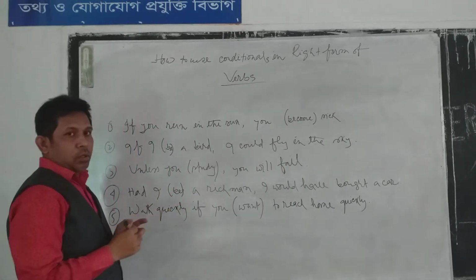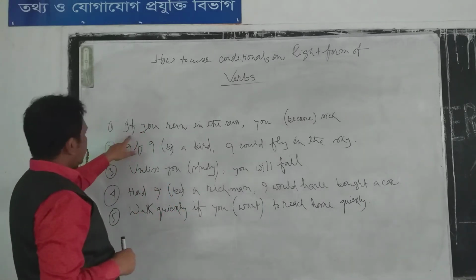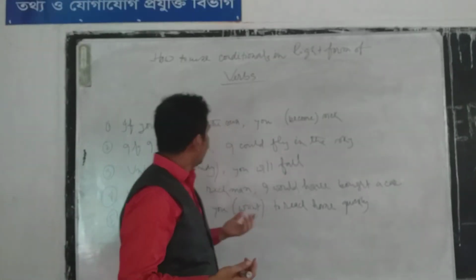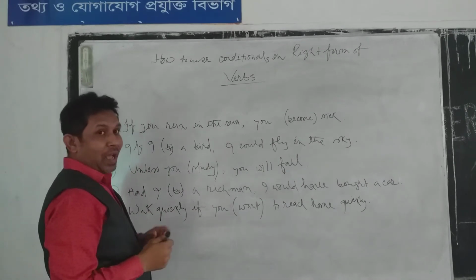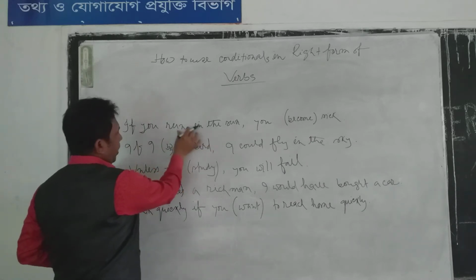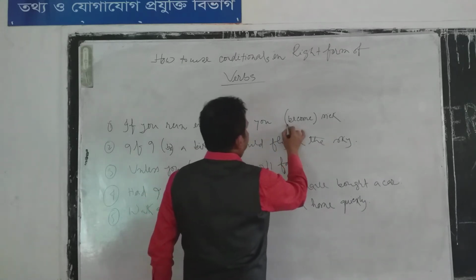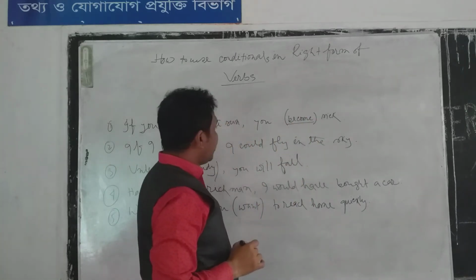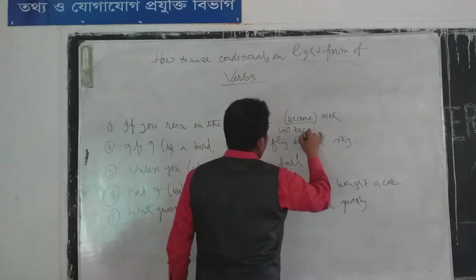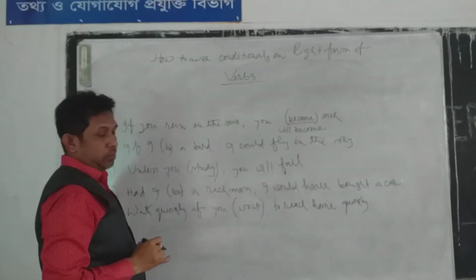First sentence, please my dear students, look at the blackboard. If you run in the sun, you become sick. Okay my dear students, here, as I said in the last class, if plus present tense, so here will be future tense. That means "become", the verb will be changed. Likewise, "will become", as you know the structure of present conditional.